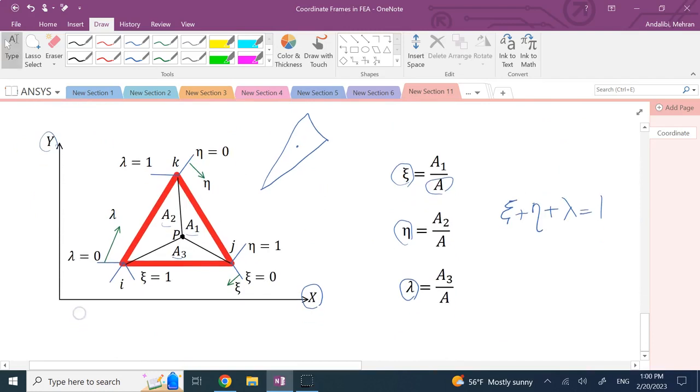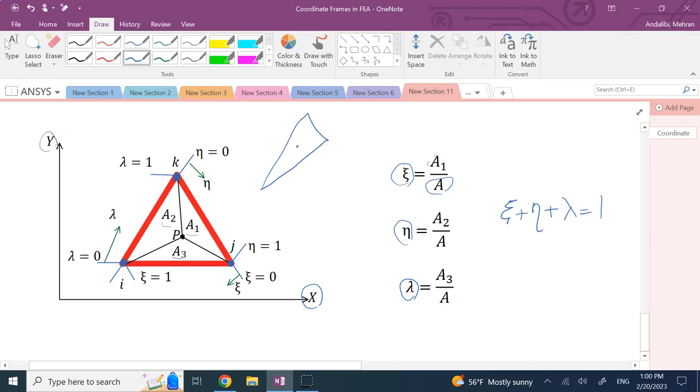So what you will do is you define these three ratios as Kc, eta, and lambda, and as I said, all of these A1, A2, A3, and A, they can be easily calculated by what? By the global coordinates of the corners, I, J, and K, right? The three nodes, as well as the location of point P.